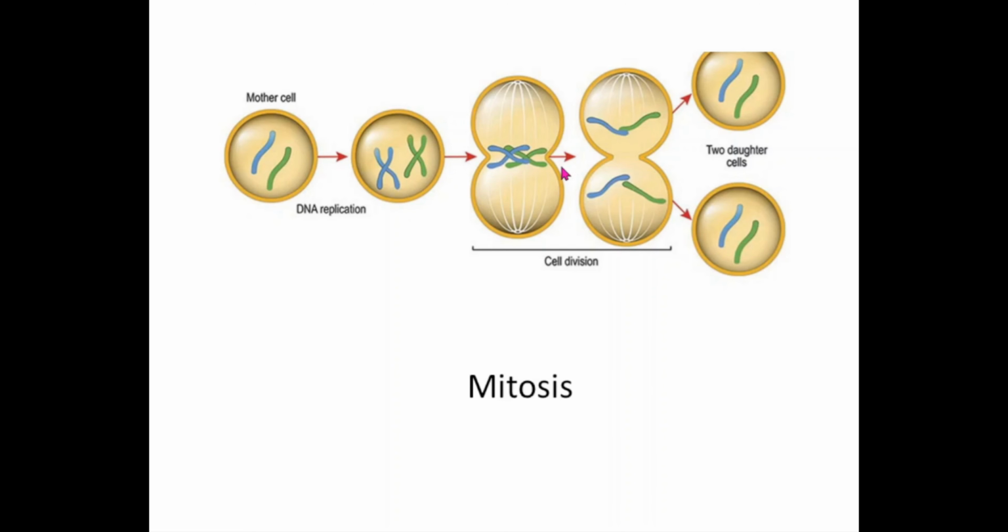Then finally there will be cell division. The genetic material will be divided. Then finally the cell will be divided. Therefore, this genetic material is identical with the genetic material of the daughter cells. These are the two daughter cells from this mother cell. They are genetically the same in mitosis.